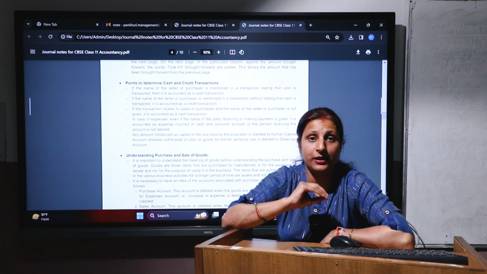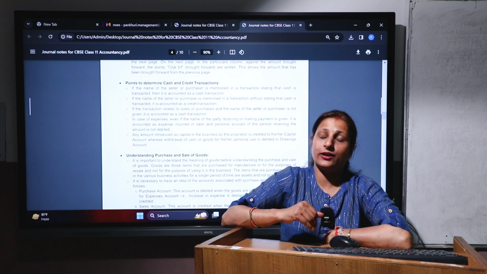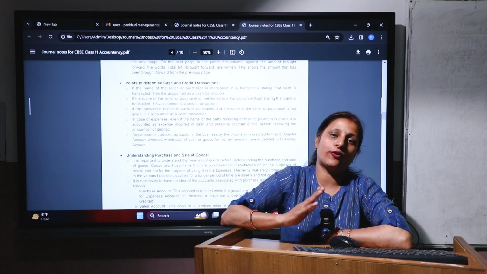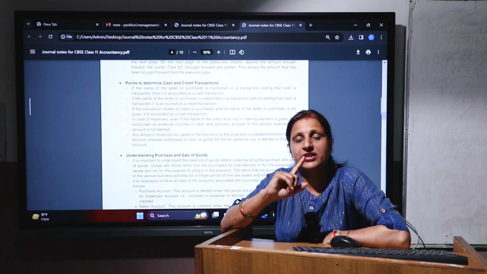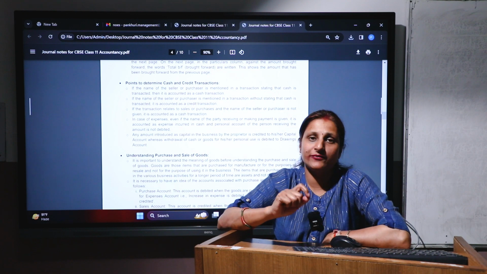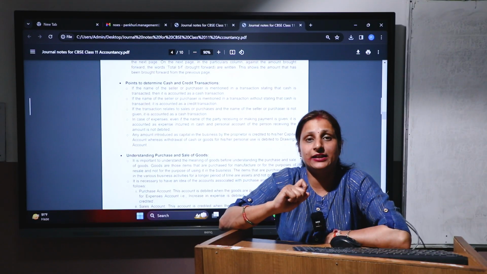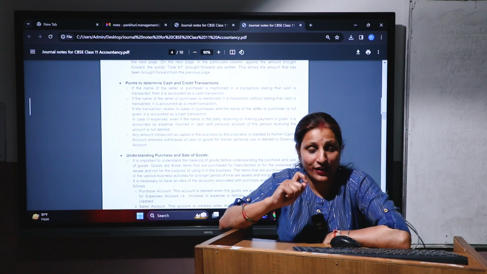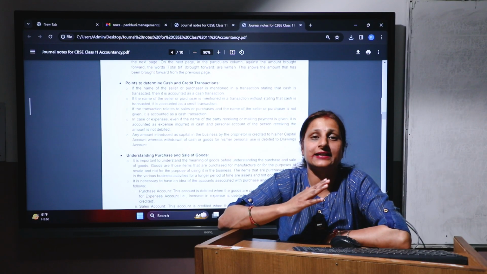This is very, very important to understand because students make this type of mistake and are unable to identify whether the entry is recorded as cash or as credit. Because under a cash entry, the name of the seller or purchaser will not come. But under a credit entry, the name of the seller or purchaser will come. So it is very important to understand what is cash, when the entry will be considered as cash and when the entry will be considered as credit.